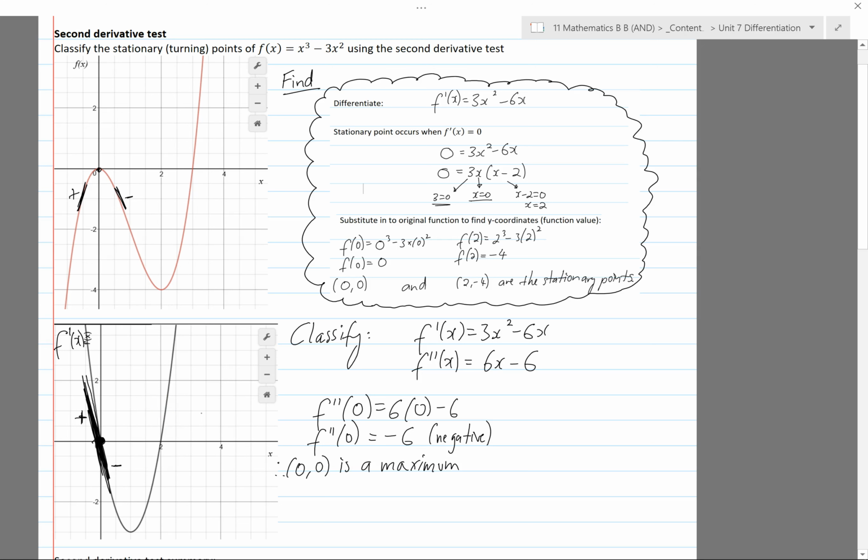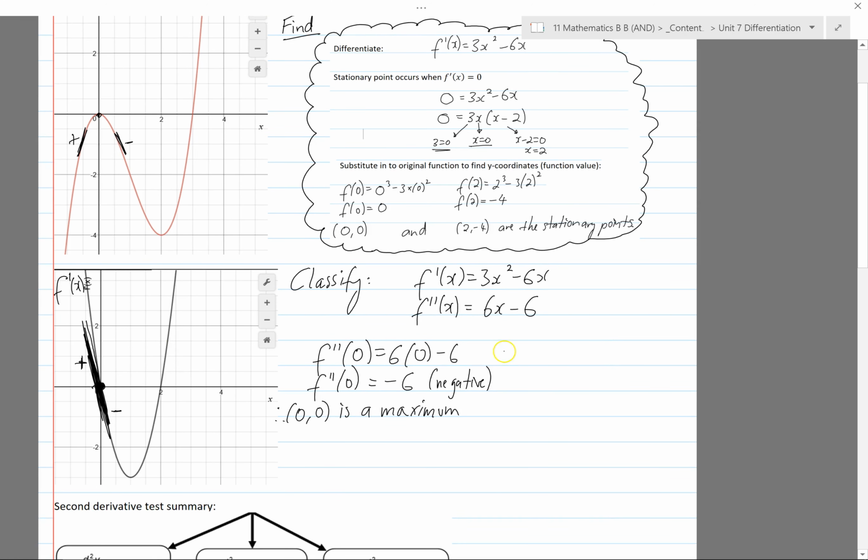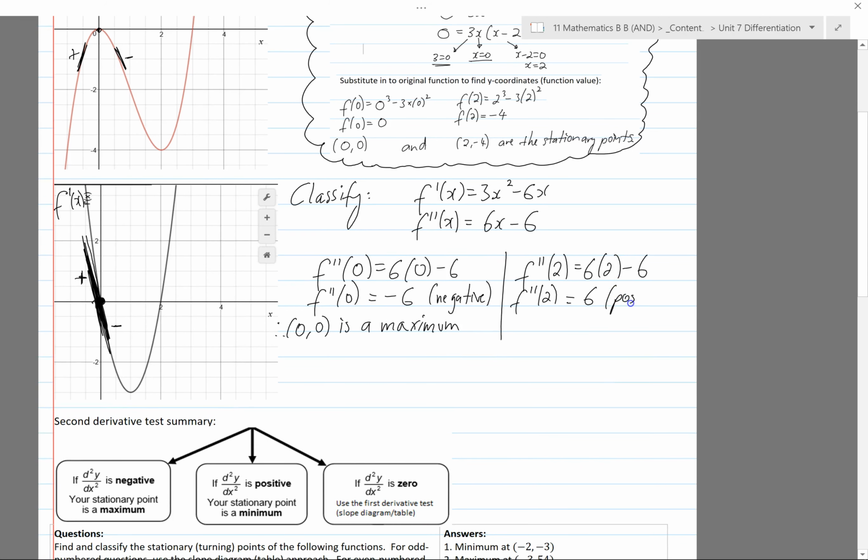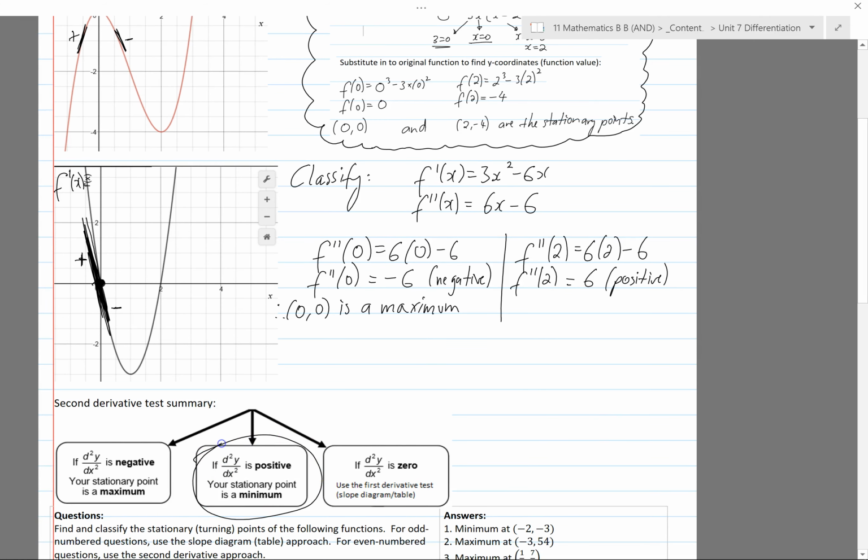Okay, I'll have a look at what happens when I try to classify the other turning point. So I need to find what f dash dash of 2 is, or the second derivative of 2. Substitute 2 in here, I'll get 6 as my second derivative. Again, I don't really care about the value, just that it's positive. You need to note that it's positive. If the second derivative is positive, your stationary point is a minimum. So 2, -4 is a minimum.